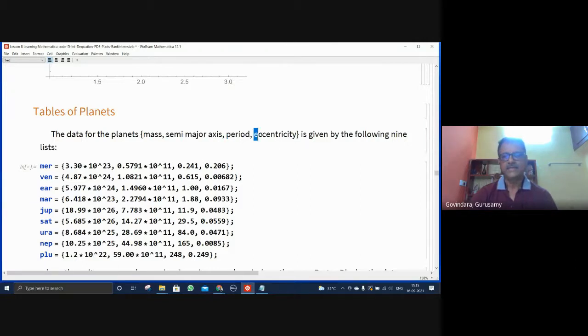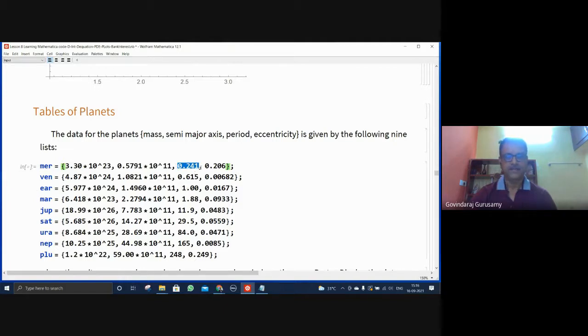Fourth one is eccentricity. It is given by the following nine lists. The mass. Second one is the semi-major axis. This is in meters. And this is the period in units of years. For Earth, it will be one unit of one year.